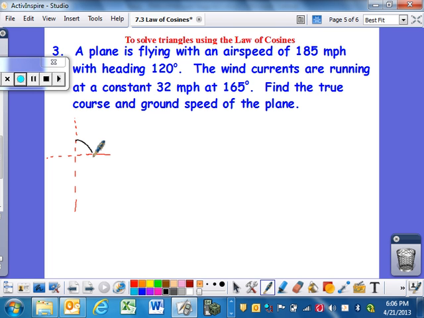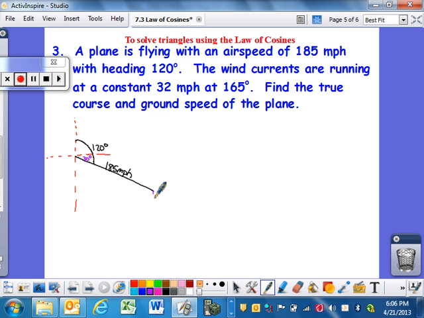So that would be 90 to there. I need to go a little bit farther, and I'm going in that direction. This is going 185 miles per hour, and this is 120 degrees. What you've got to make the connection of is it's 90 straight across, so this little guy is 30, and that will come into play.